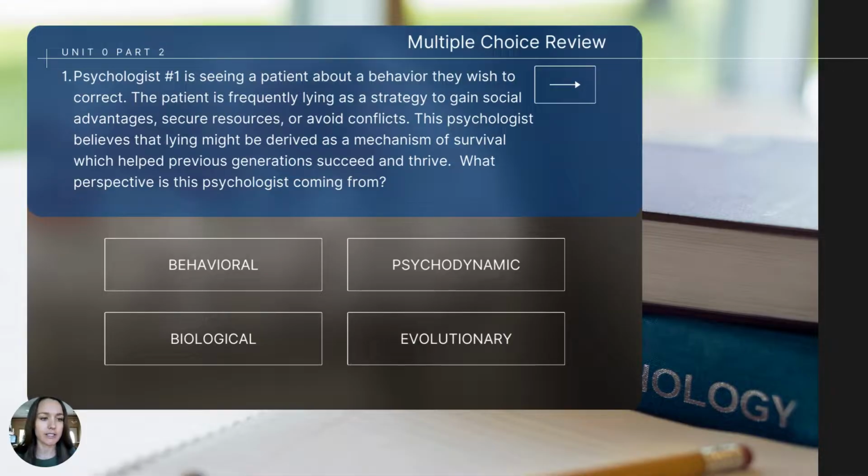So this question says, psychologist number 1 is seeing a patient about a behavior they wish to correct. The patient is frequently lying as a strategy to gain social advantages, secure resources, or avoid conflicts. This psychologist believes that lying might be derived as a mechanism of survival, which helped previous generations succeed and thrive. What perspective is this psychologist coming from?